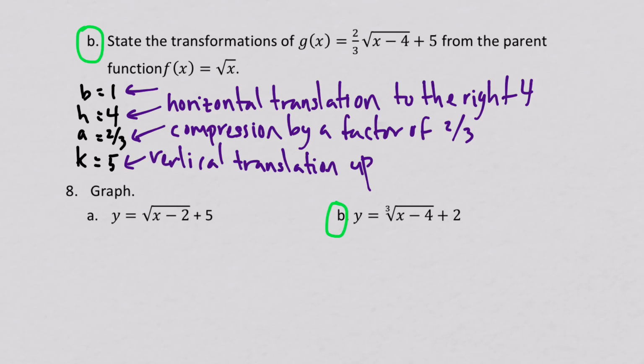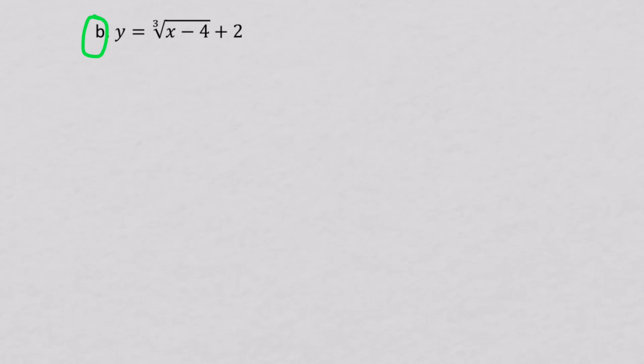Up 4. There you go. And that's it for that one. Alright, next one I'm doing is 8b. It says graph y equals the cube root of x minus 4 plus 2.